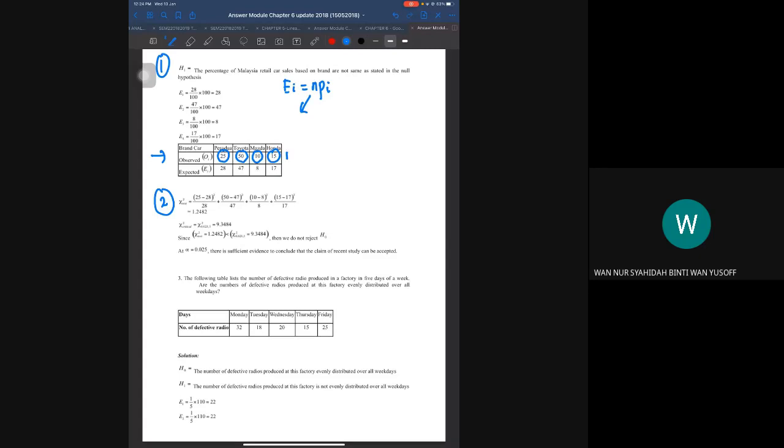So the n here, if given in the question, you can use it as it is. If not, you can calculate n. N is the summation of Oi, so you can calculate it from the data given. And pi here is a probability, which is based on the distribution.